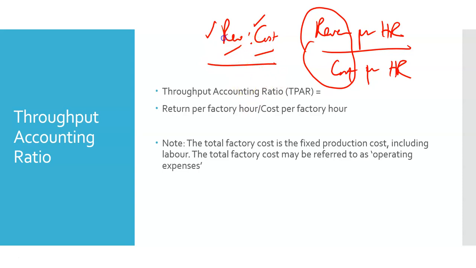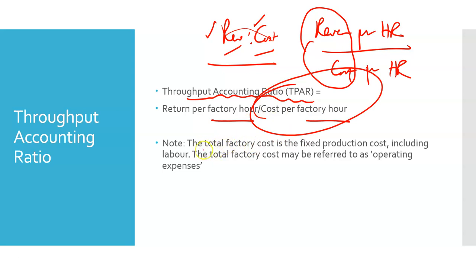The ratio we use to compare this is referred to as the throughput accounting ratio. That looks at the return per factory hour divided by the cost per factory hour. The total factory cost is the fixed production cost, including labor. So if you're given operating costs, know that they include labor already. You add all that together to find the total cost and divide that by the factory hours of the bottlenecked resource, because that's really the issue here.